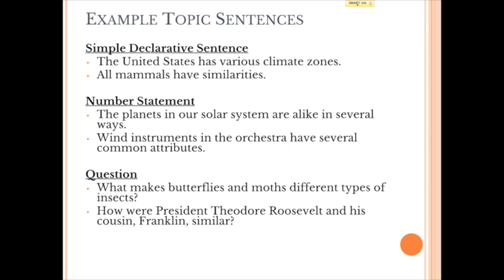Question is where you ask a question about the two subjects that you're comparing, contrasting, or both. I would really stay away from asking questions. A lot of teachers just really don't like it. It's kind of a cop-out. I would definitely try to elevate your writing style by not asking a question, if at all possible.